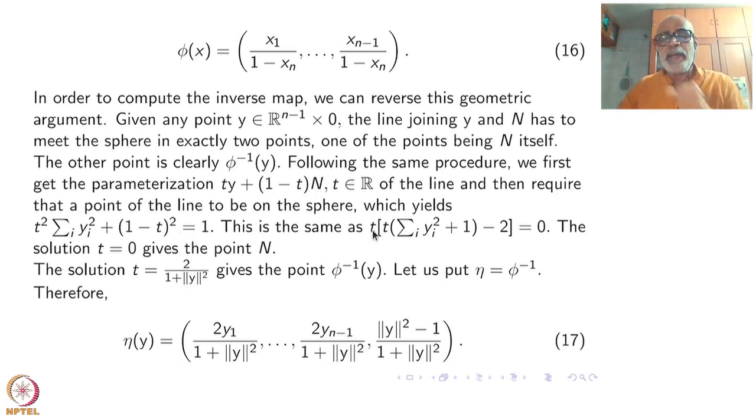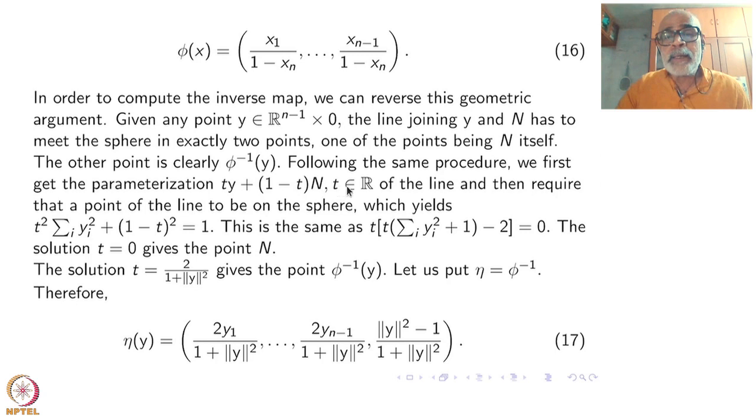So this is the same as, if you expand 1 minus t whole square, you can write 1, and 1 cancels out. So you get t into the summation for i ranging from 1 to n minus 1 of yi square, plus 1, minus 2, equal to 0. Okay, so the solution t equal to 0 corresponds to N.